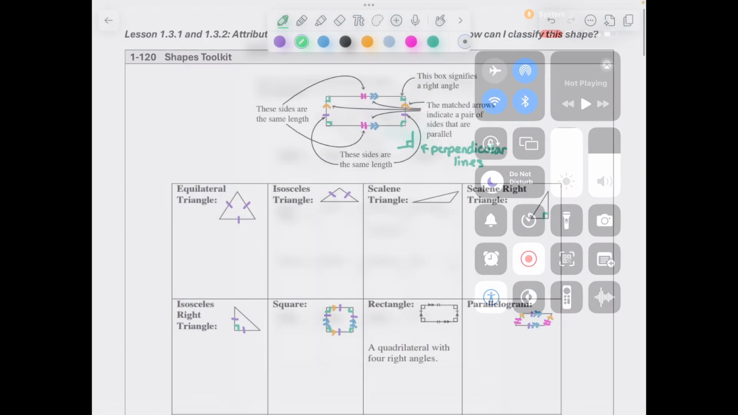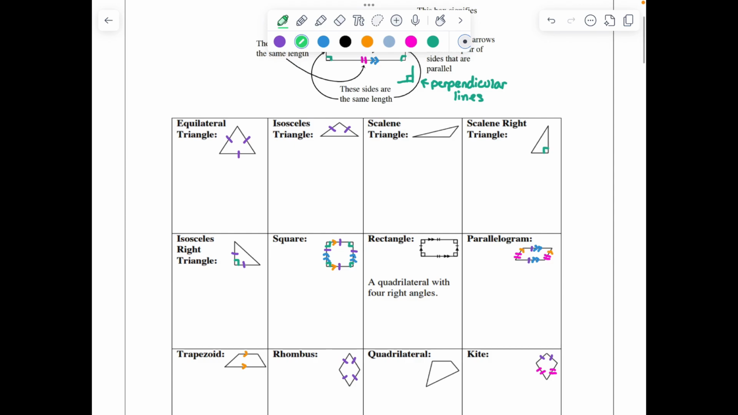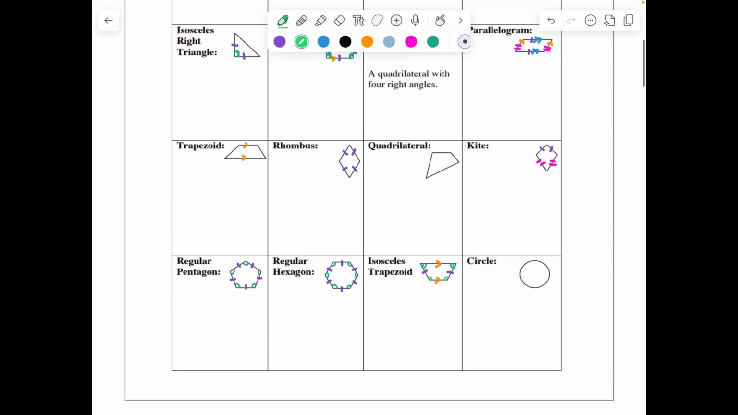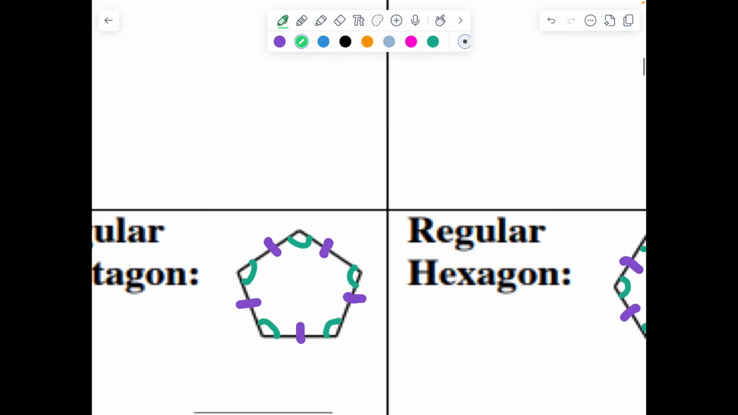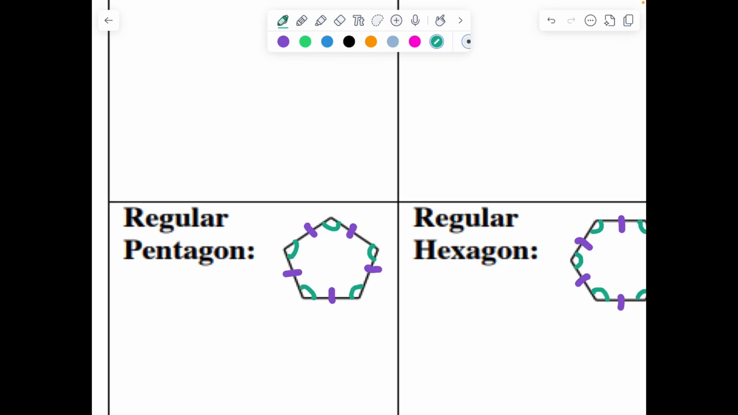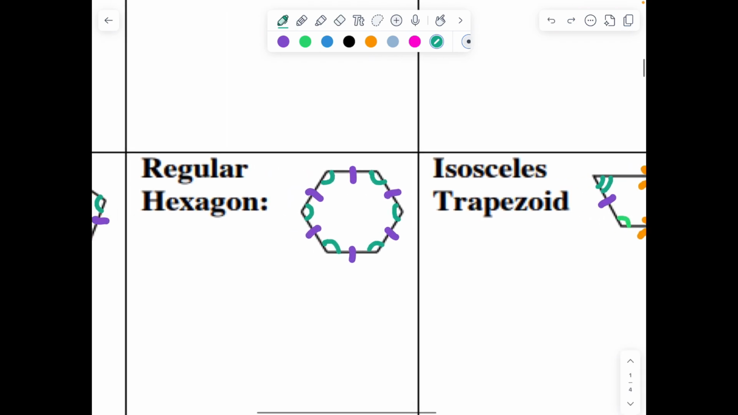I'm going to go ahead and fill out this shapes toolkit, so that will appear for you in just a second here. All right, here is the shapes toolkit filled out with the same markings that we just talked about. There's one extra marking that I want to point out that you will see in some of these shapes down here. We have these little loops on the angles. They are not the squares that we see in a right angle, but they mean that they have the same angle. So in a regular pentagon, all of these angles are the same measure. And same with the regular hexagon. All of these angles are the same measure.